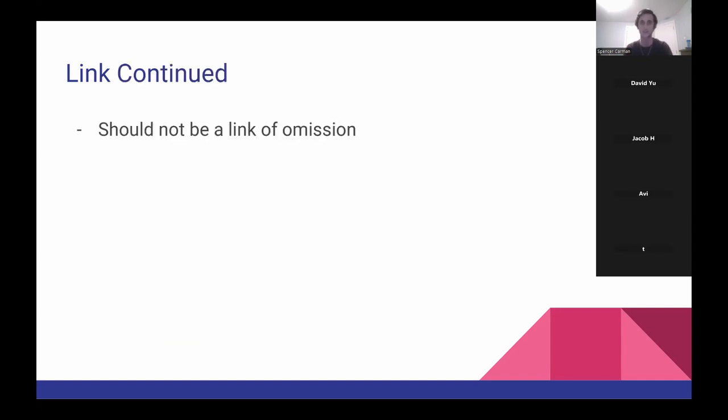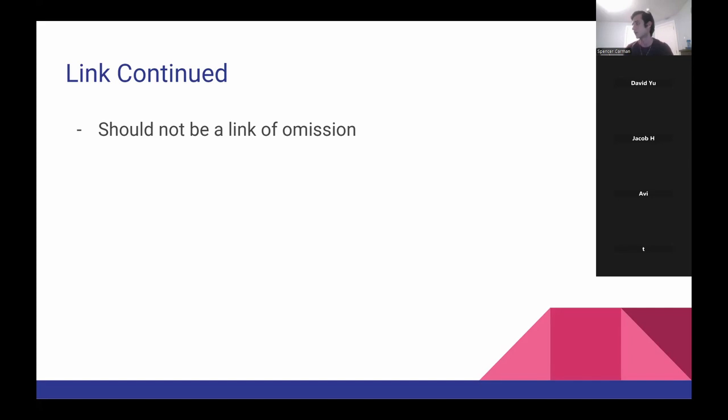Links into critique should not be links of omission. So some judges will vote on links of omission if they're very tabula rasa. But generally, most judges do not like this kind of argument, because what a link of omission basically is, is saying you didn't talk about this thing, which is the link.